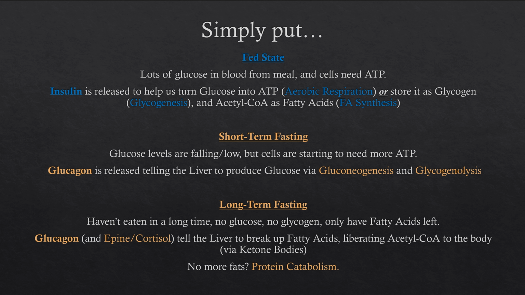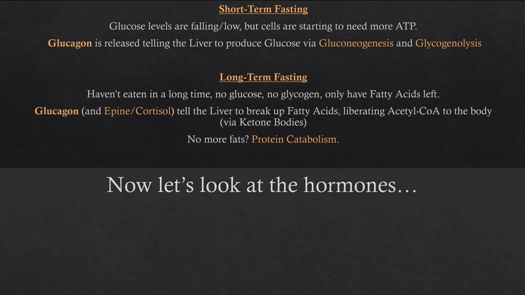So looking at the metabolic states should at least make it easier to connect each process to each other and see why glucagon is promoting all of these exact same processes. The other way that we can organize this information is by looking at the hormones.